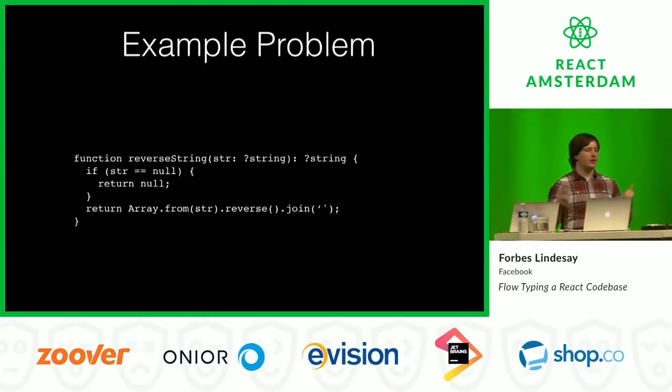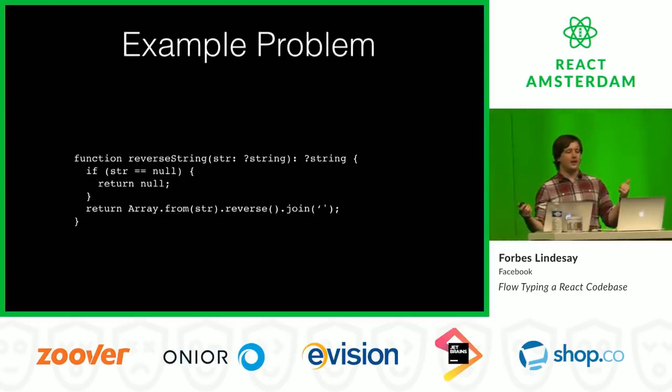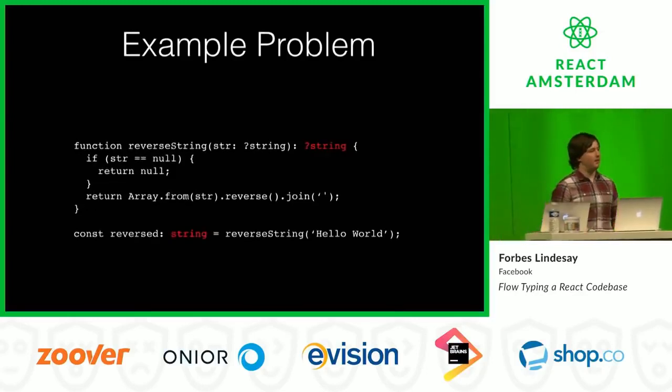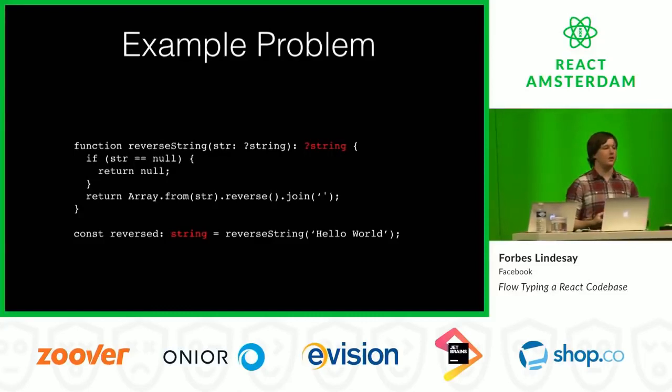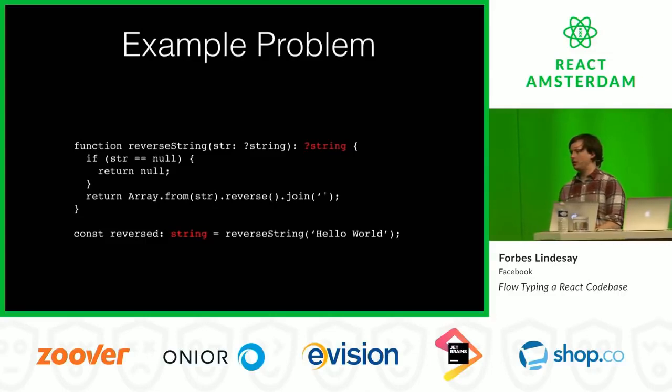So the naive solution is, OK, it accepts a nullable string. It returns a nullable string. But then you find code like this in your code base, where it's passing in a string that it knows is not null, and it's expecting a string that's not null as the result. Now, you know from reading the code that this is fine. This isn't a problem. But the Flow types you've just said say that this function returns a nullable string, and you're assuming it returns a string, so you're stuck.